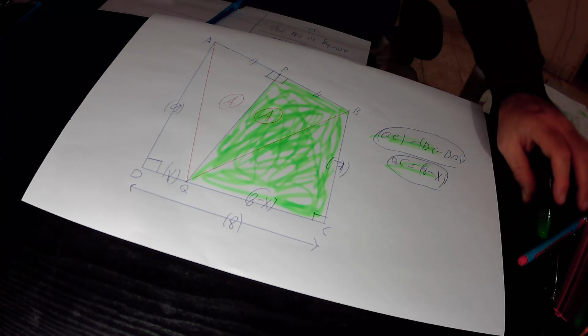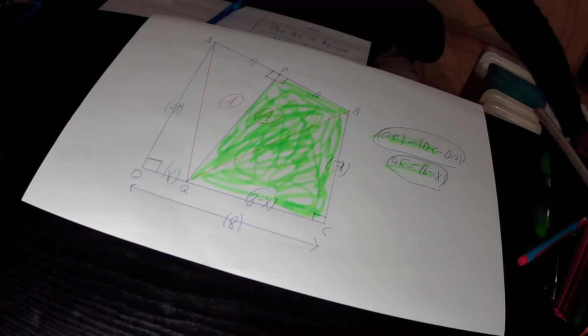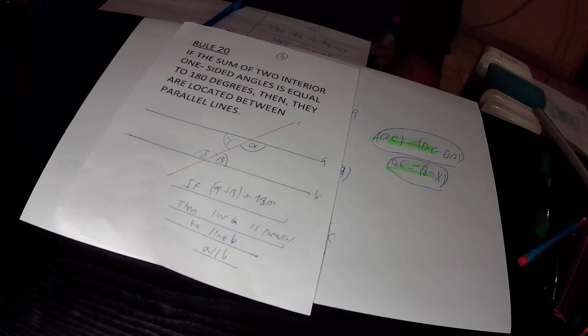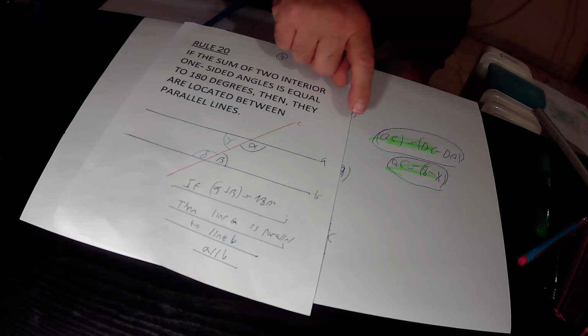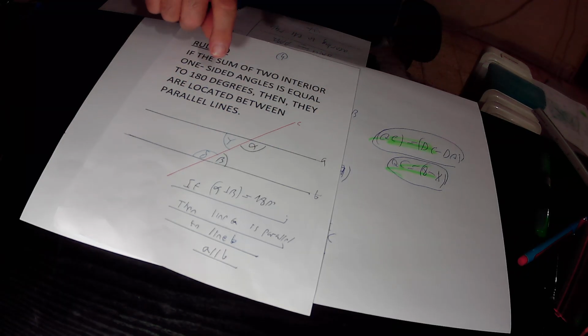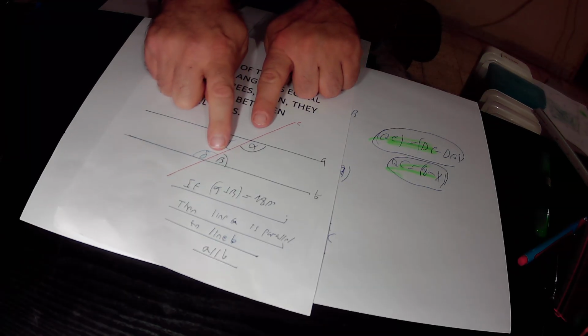So let's quickly go over Rule 20. According to Rule 20, if the sum of two one-sided interangles is equal to 180 degrees, then they must be located between parallel lines. So in the drawing we have line A, line B, and the transversal C that cuts those two lines at those two points. Those two angles, alpha and beta, are defined as one-sided interangles.